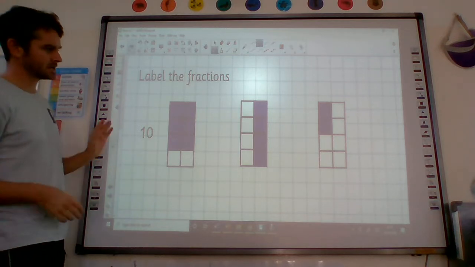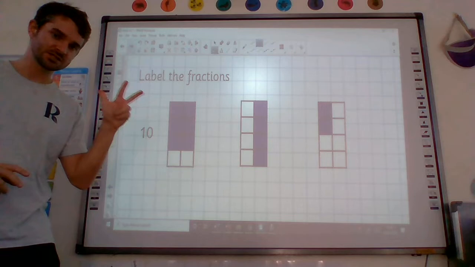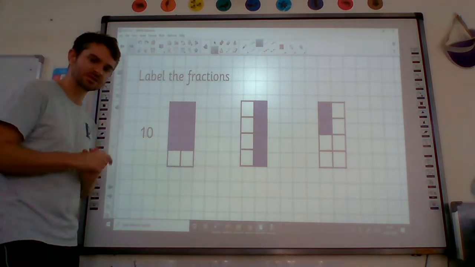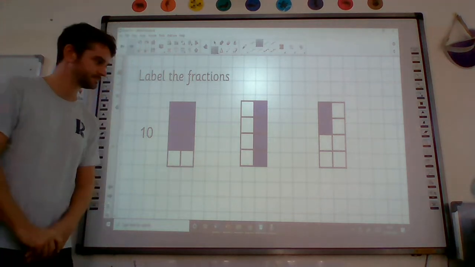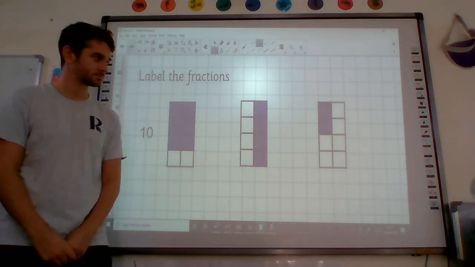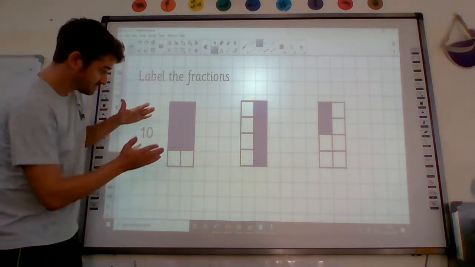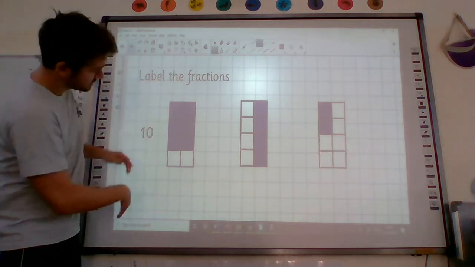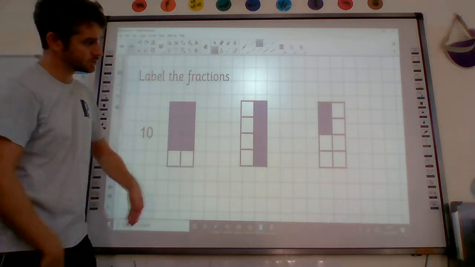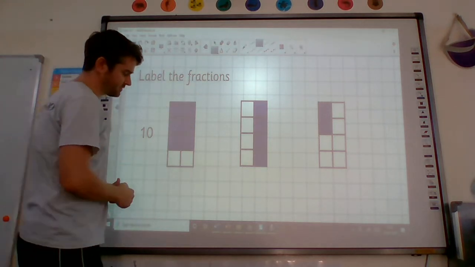Number 10, last one for label the fractions. Exactly the same 3 fractions that we've been talking about. Label this now. Pause the video. This is your turn to really have a go on your own. Try and imagine it split into equal groups. Okay, time for the answers.